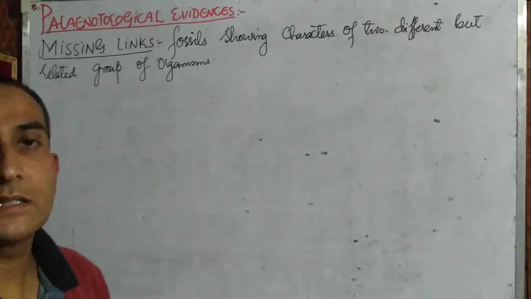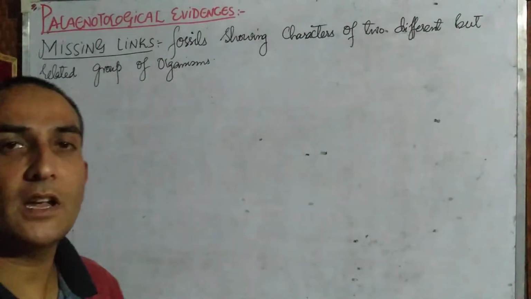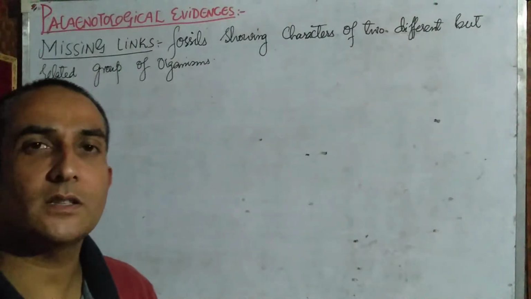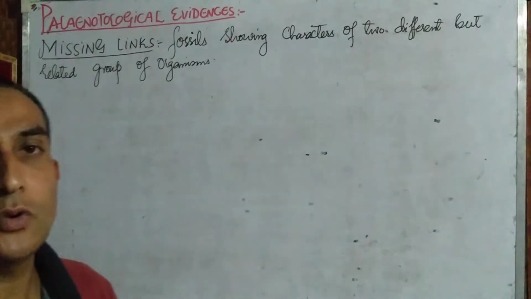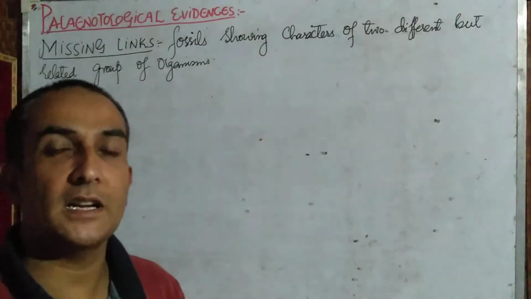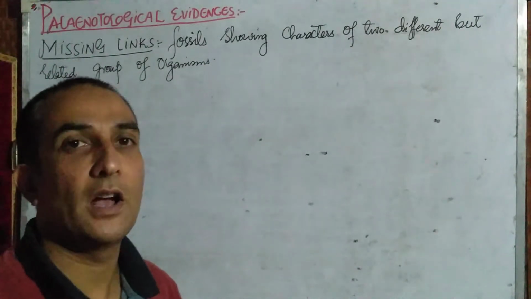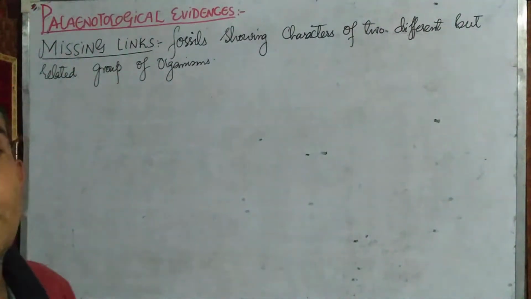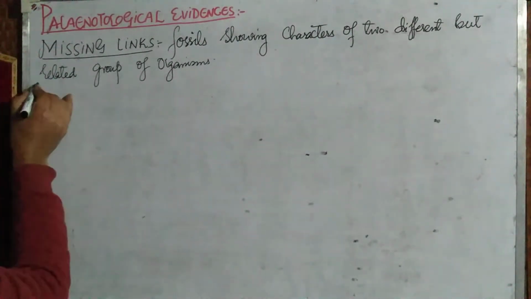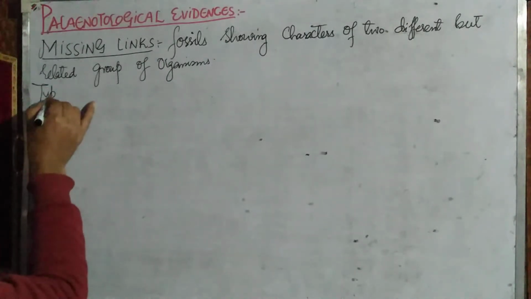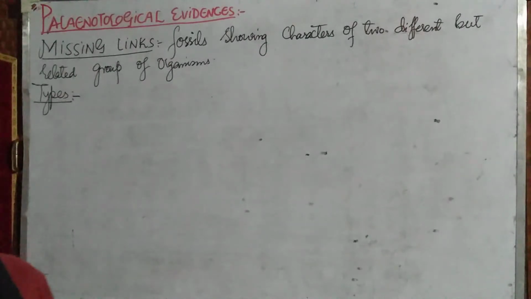So the missing links, they are the fossil evidences. They are the fossils of the past organisms which show characters between two different groups of organisms, but the criteria is that those two different groups of organisms are evolutionarily related with one another. That's how we define the missing links. Now we will discuss the types of the missing links. There are many types of the missing links, or there are many missing links we have found.